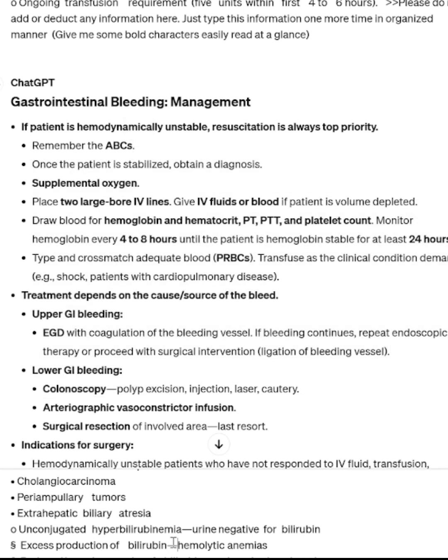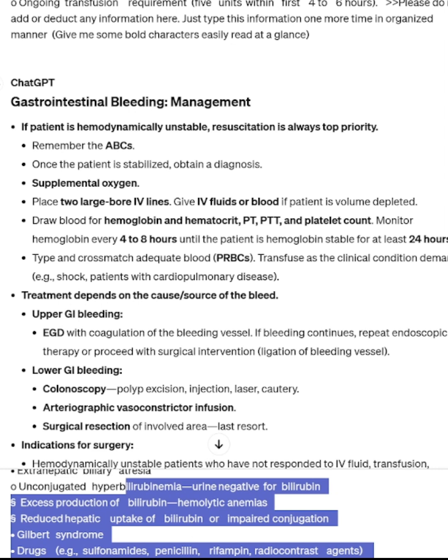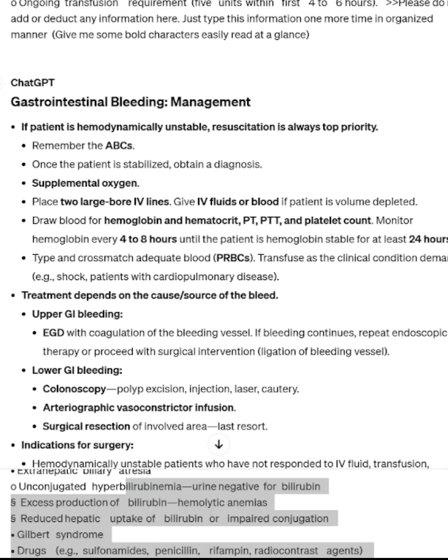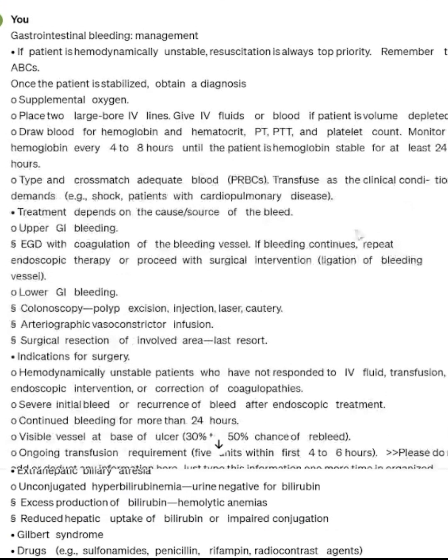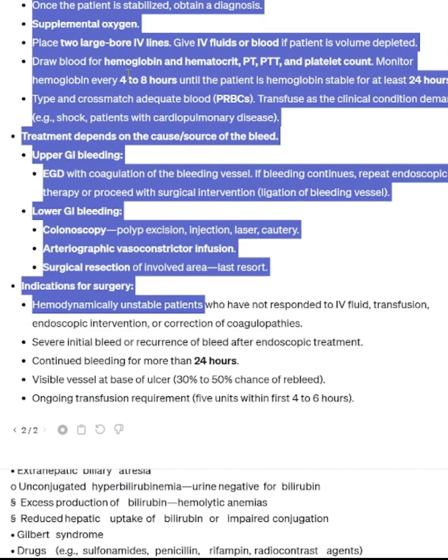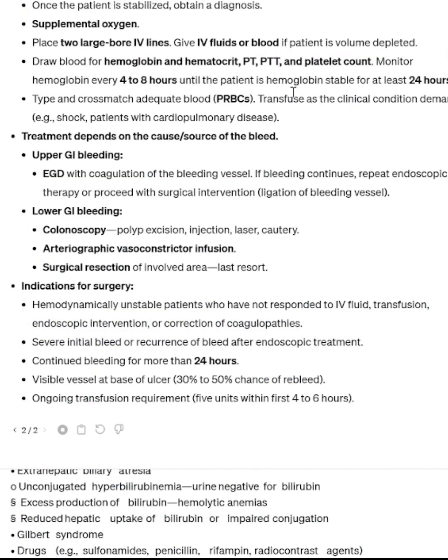Draw blood for hemoglobin and hematocrit, PT, PTT, and platelet count. Monitor hemoglobin every 4 to 8 hours until the patient is hemoglobin stable for at least 24 hours. Type and cross-match adequate blood. Transfuse as the clinical condition demands, e.g., shock, patients with cardiopulmonary disease.